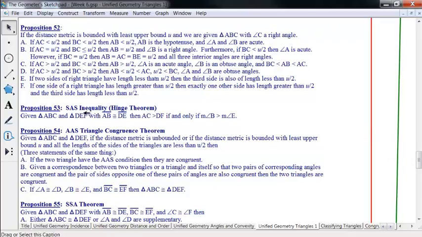Okay, the Hinge theorem, or side angle side inequality, says if we have 2 triangles ABC and DEF, and AB and DE are congruent, then AC is greater than DF if and only if the measure of angle B is larger than the measure of angle E.